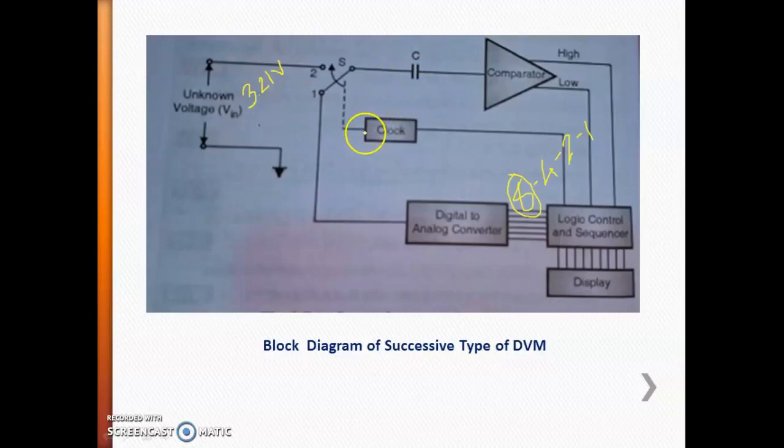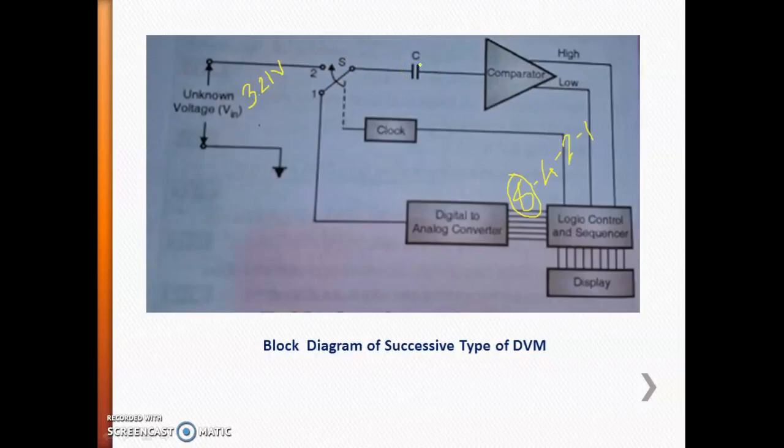Now the clock will change the position of the switch to position 2. Here the unknown input voltage, that is 3.21 volt, also goes towards the capacitor. In this case we have two voltages. First is 8 volt, that is the voltage across the capacitor, and second is the input voltage, that is 3.21. Here the comparator will compare these two voltages.